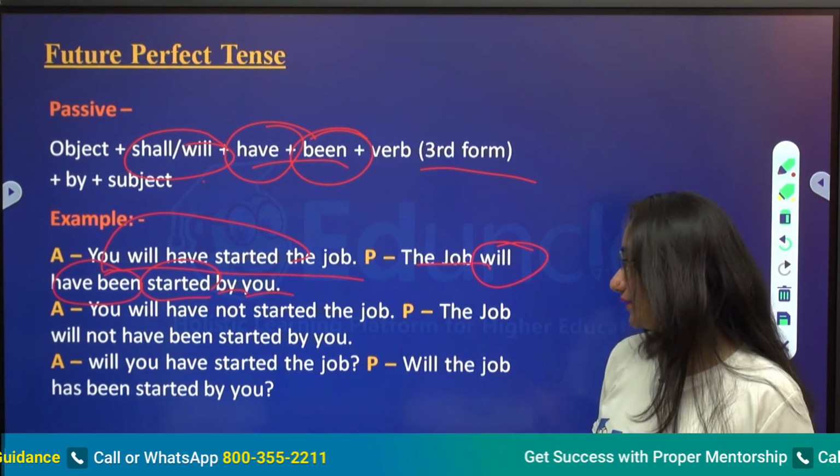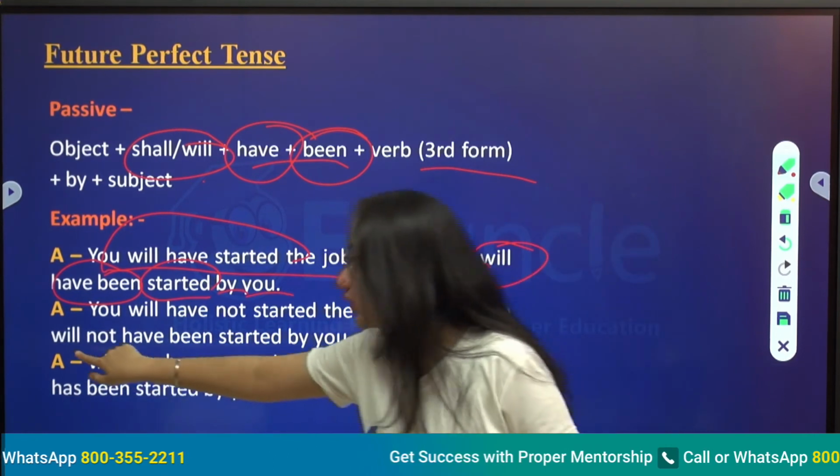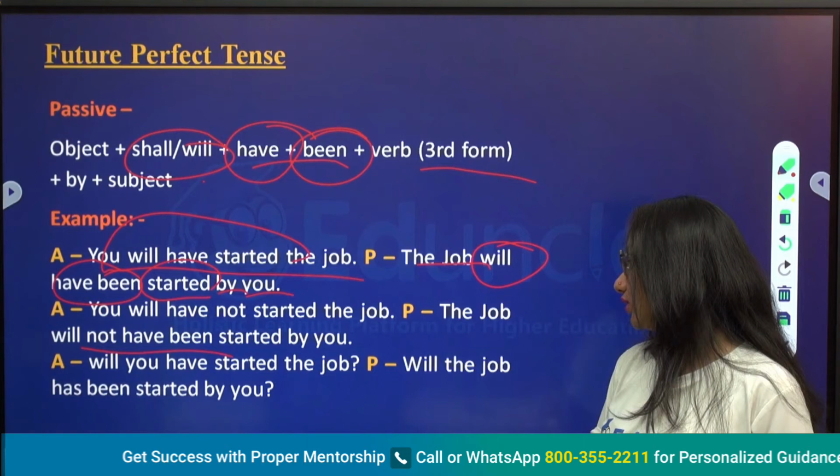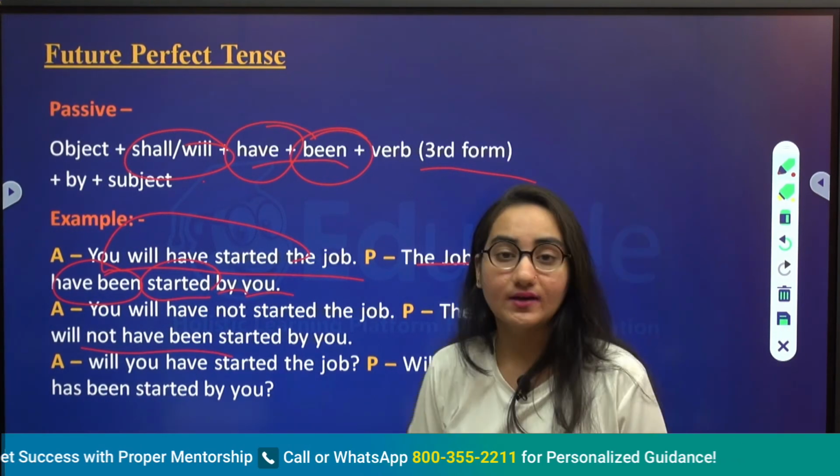You will not have started the job becomes: the job will not have been started by you. Will you have started the job? Will the job have been started by you?